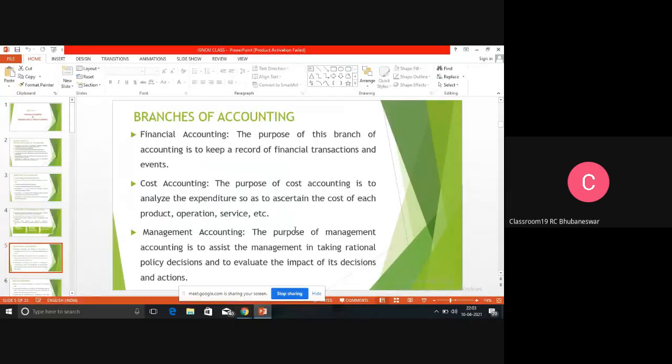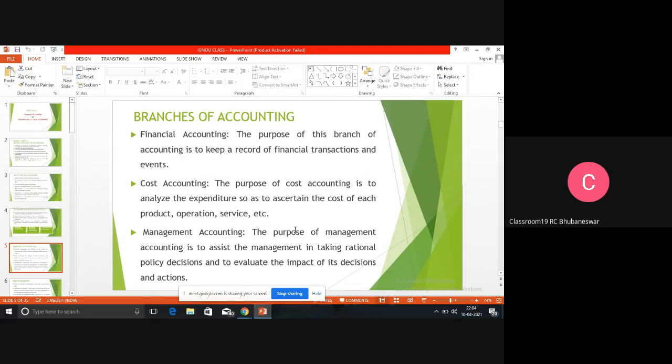Next we will come to the branches of accounting. When we talk about accounting, it has evolved throughout the period. First it is financial accounting. Due to certain disadvantages of financial accounting, another type of accounting evolved, known as cost accounting. Then, due to certain disadvantages of cost accounting, another type emerged in the year 1950, known as management accounting.